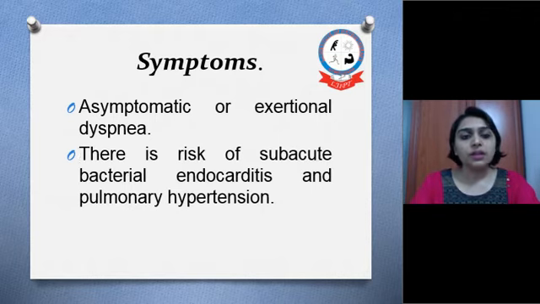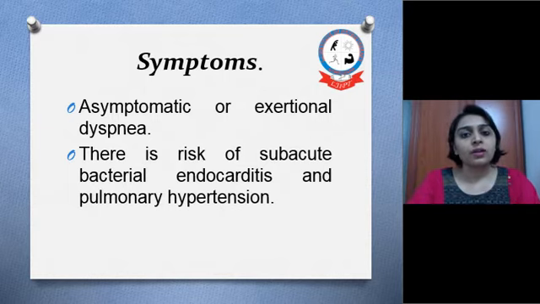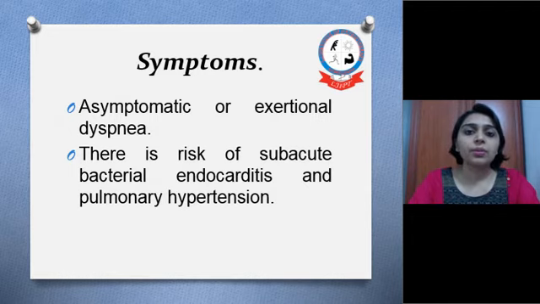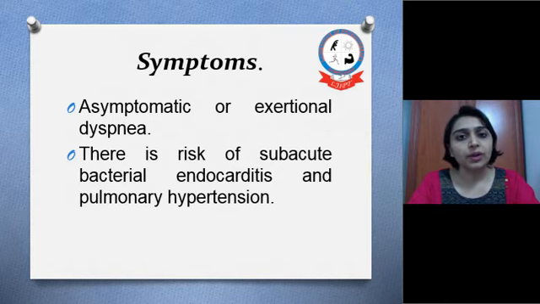So these kind of patients, if there is a small shunt, are asymptomatic, or there may be exertional dyspnea if there is a large shunt, and because of that there will be too much blood flow inside the pulmonary vasculature which creates exertional dyspnea. There is a risk of subacute bacterial endocarditis and pulmonary hypertension also.